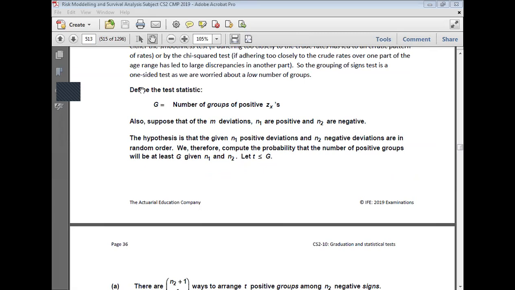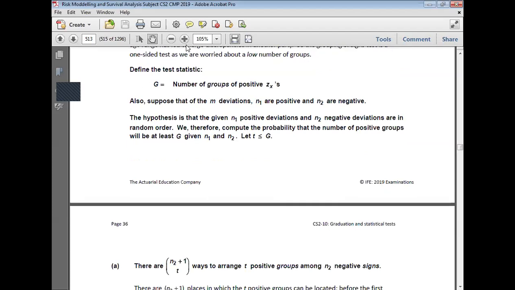So what is the probability that I will observe 2 positive groups, and that will be multiplied with the probability that I have observed 2 positive groups. Sorry, I think I said the same thing again. So let me just say that again. Let me write it here.